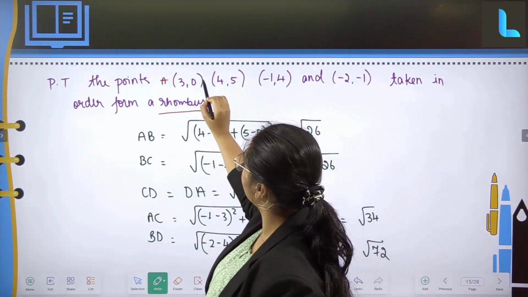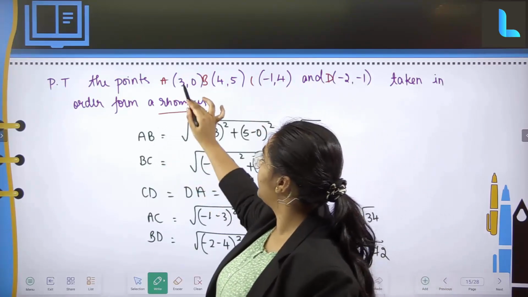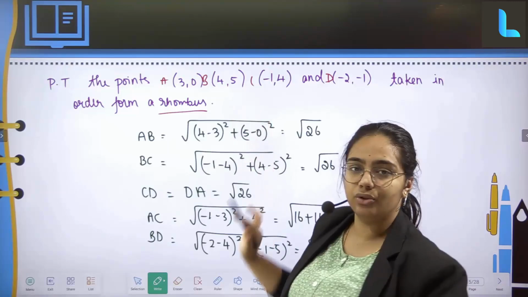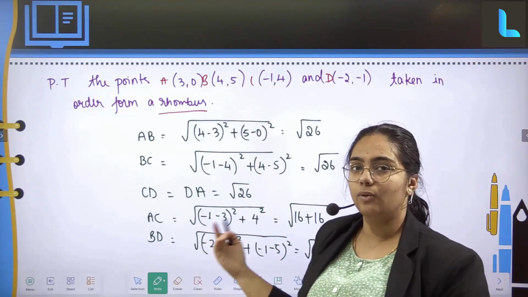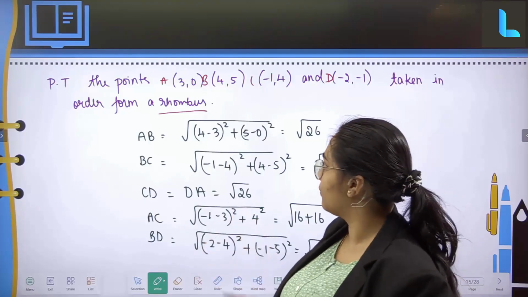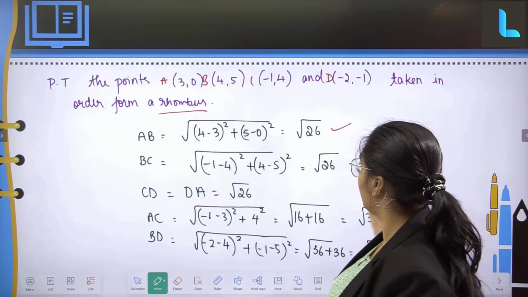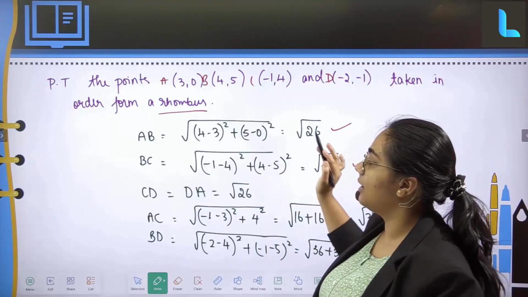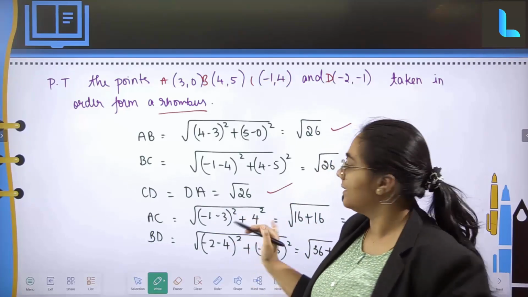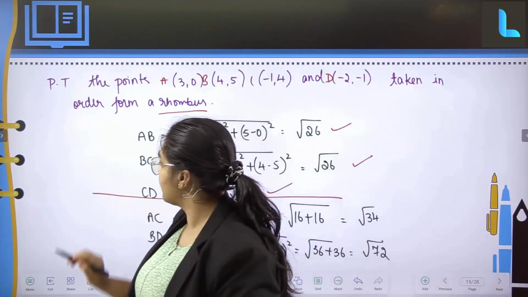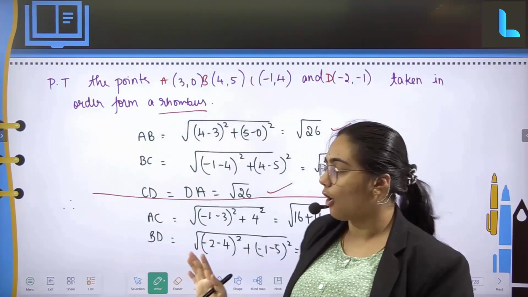First I will consider the points as A, B, C and D. When I am considering AB, it is going to be x1, y1, x2, y2. Apply the distance formula, the square root of x2 minus x1 the whole square plus y2 minus y1 the whole square. When you substitute, you will get root 26, and similarly for BC, CD and DA, for everything you will get root 26. So over here your answer ends. Therefore you can write, since all the sides are equal, it is a rhombus.